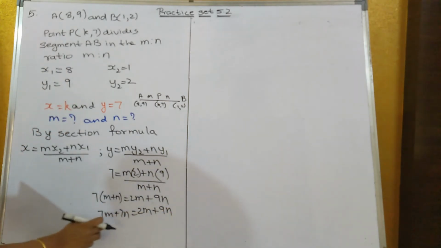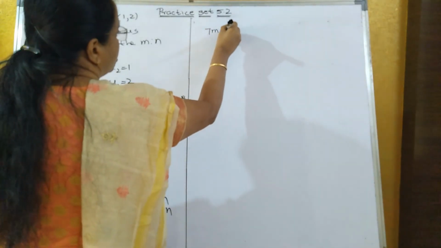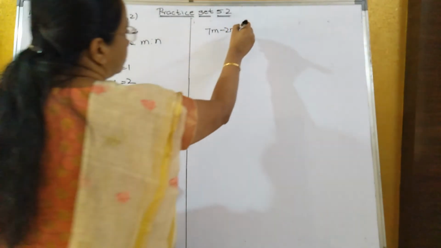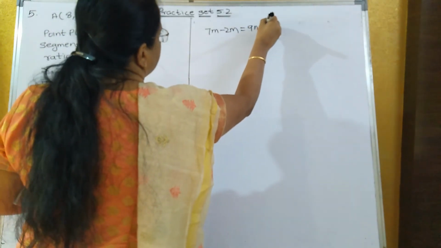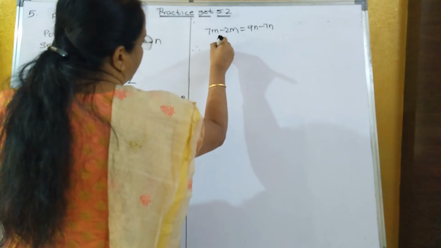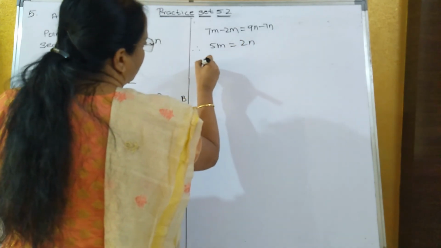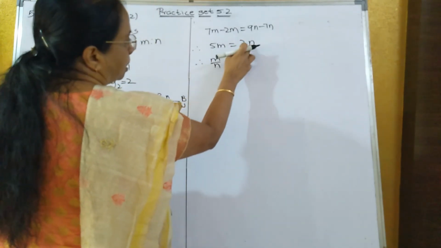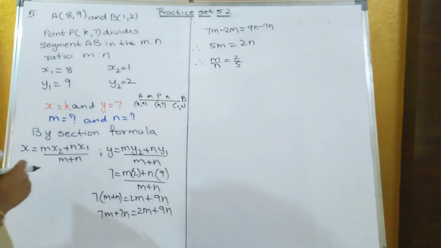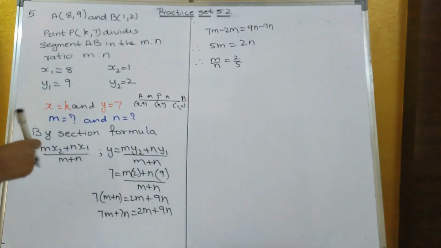Now take this 2m on this side. So what you will get? 7m minus 2m is equal to, take the 7n on the other side, 9n minus 7n. Therefore, 7m minus 2m is 5m, is equal to 9 minus 7, which is 2n. Therefore, m upon n, bring this n on this side and take the 5 on the other side, you'll get 2 upon 5. So we have got the ratio m is to n is equal to 2 upon 5.